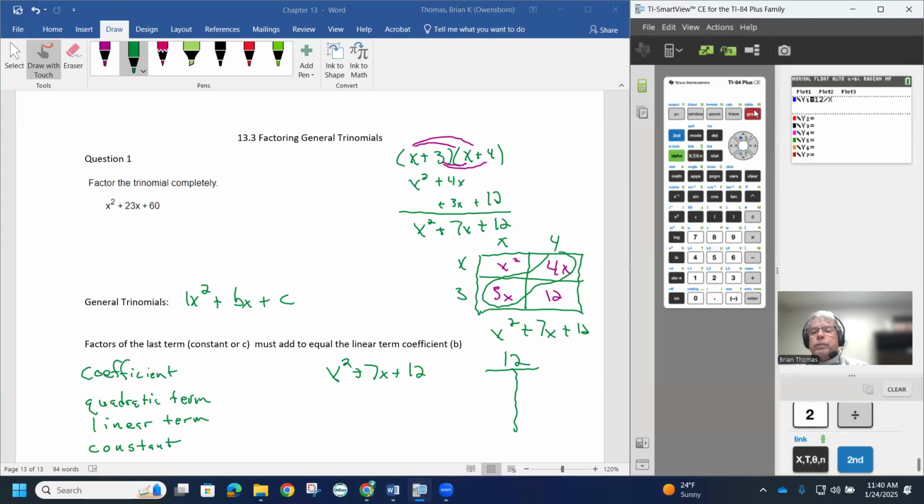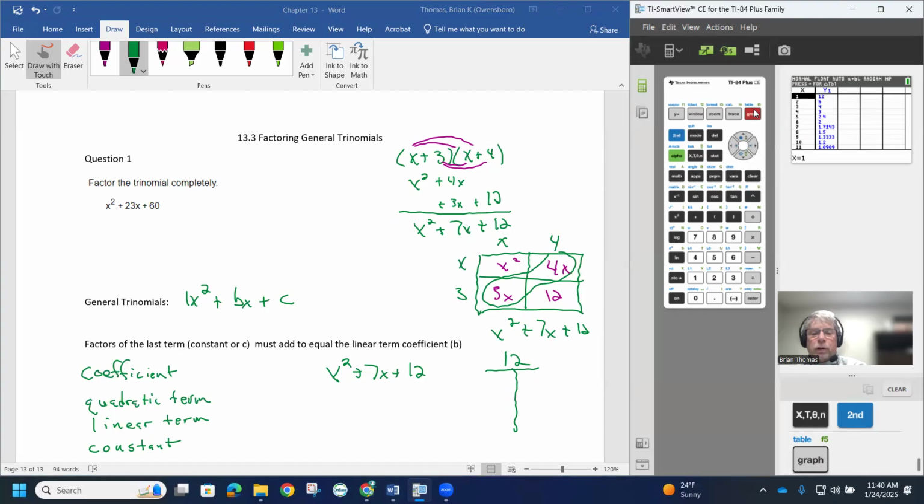Now, if I go to my table, notice that 1 times 12 is a factor pair. 2 times 6 is a factor pair. 3 times 4 is a factor pair. And then we get 4 times 3 is a factor pair. But notice that 4 times 3 is the same thing as 3 times 4. So notice how we have 3 different factor pairs. So these are the factors of the constant, 1 and 12, 2 and 6, 3 and 4. But the catch is they must add up to equal the linear term coefficient. So they must add up to equal the 7. So 1 plus 12 does not equal 7. 2 plus 6 doesn't equal 7.